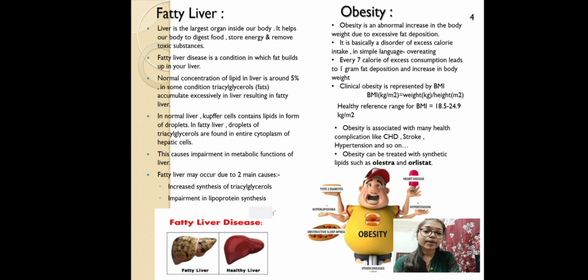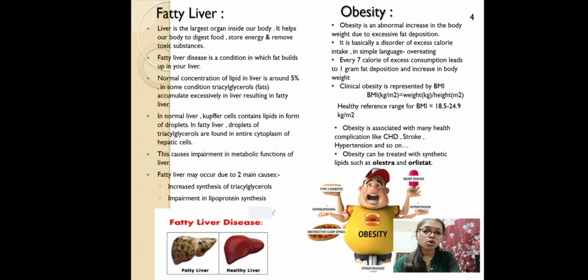And fatty liver may occur due to two main causes. The first is increased synthesis of triacylglycerols. That means whenever the mobilization of free fatty acids from the adipose tissue into the liver is much higher than the utilization, it leads to the overproduction of triacylglycerols in the liver. And the second cause is impairment in lipoprotein synthesis. So when there is any disturbance in the synthesis of lipoprotein, fatty liver may also occur. See, from the diagram you can see the difference between the fatty liver and the healthy liver.